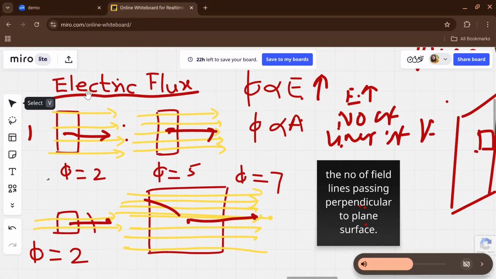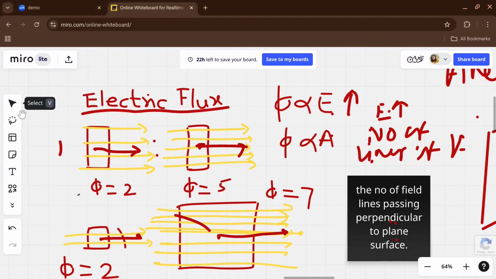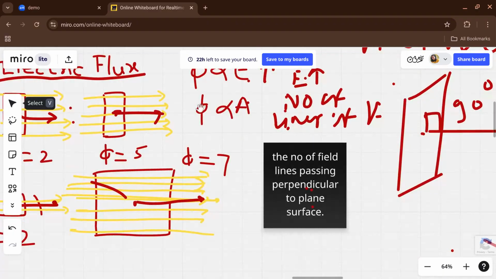Start with electric flux now. This is a short video for only one concept, which is electric flux. But to understand flux, let's first understand its definition. It is the number of field lines passing perpendicular to a plane surface.